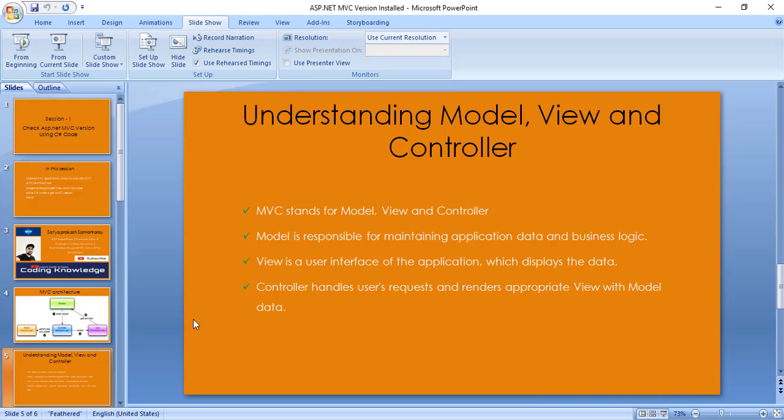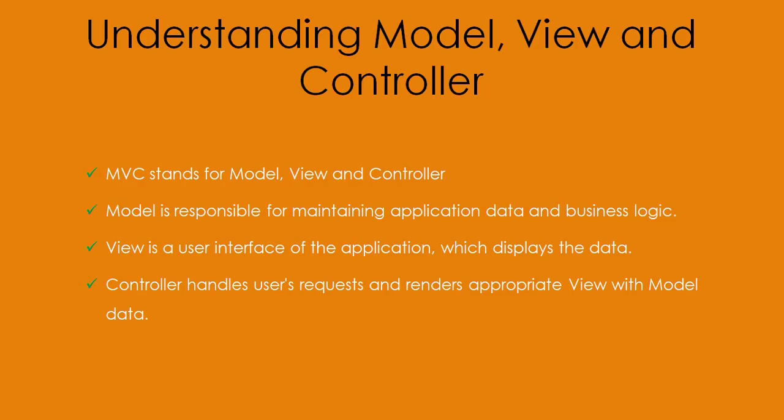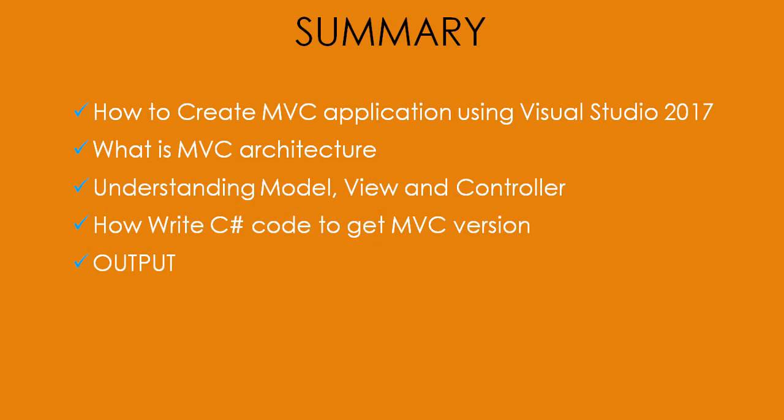Today's session, what we have learned: we have learned about creating an MVC application using Visual Studio 2017, what the MVC architecture is, what model, view and controller are, how to write C# to get the MVC version installed in our machine, and how to get the output using C# code. Additionally, I mentioned how to get the installed MVC version using Solution Explorer under the References folder, and the DLL file name is System.Web.Mvc.dll.